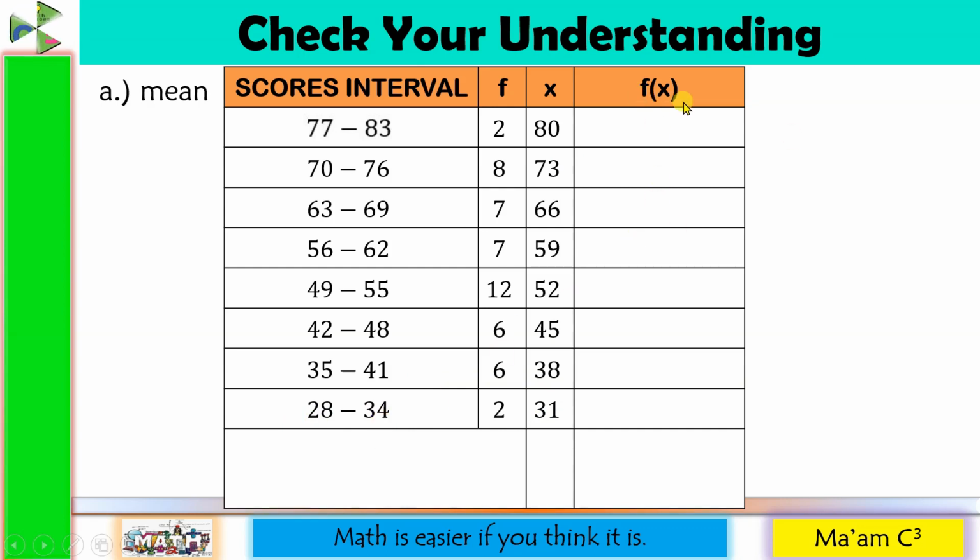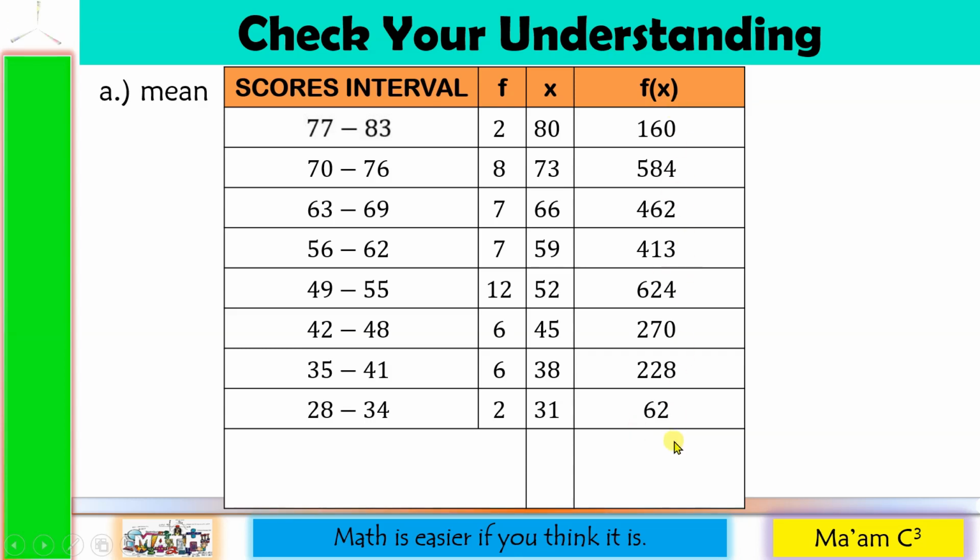Now, for f times x, let us get the product of the frequency times the midpoint. 2 times 80 is 160. 8 times 73 is 584. 7 times 66 is 462. 7 times 59 is 413. 12 times 52 is 624. 6 times 45 is 270. 6 times 38 is 228. 2 times 31 is 62.